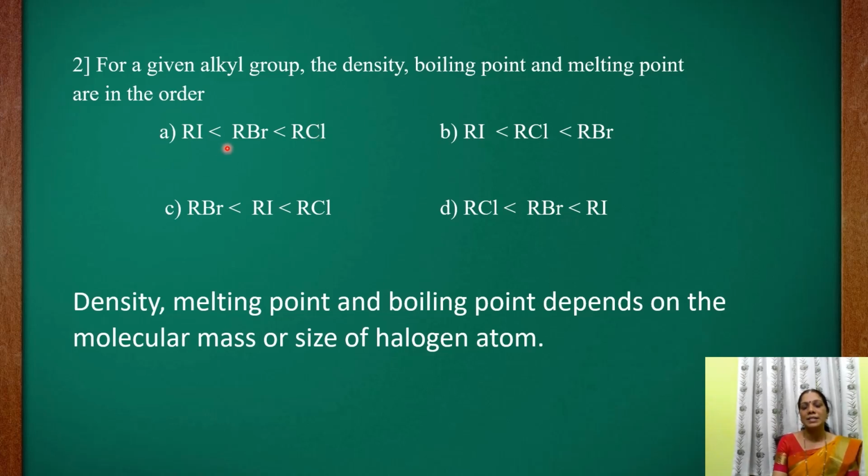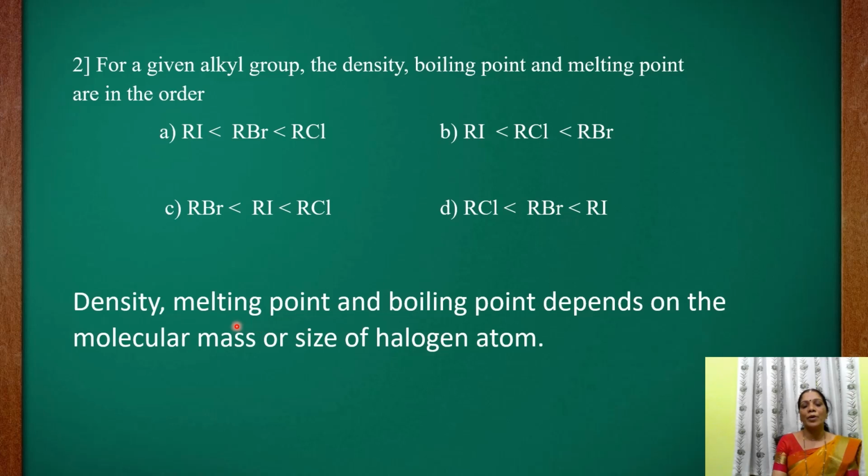And we know that the higher the molecular mass, the more will be the boiling point or the density. Hence, from top to bottom, the last element given in these options is iodine. Iodine has a larger size compared to bromine and chlorine. Since the size of iodine is larger, the number of electrons is more, and the atomic mass is high. That means the molecular mass of alkyl iodide is very, very high compared to alkyl bromide and alkyl chloride. Therefore, the higher the molecular mass, the more will be the melting point or boiling point.